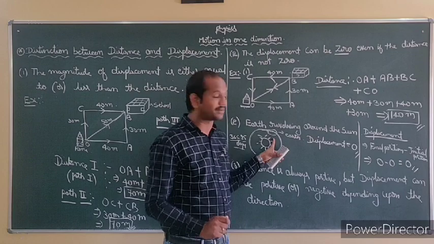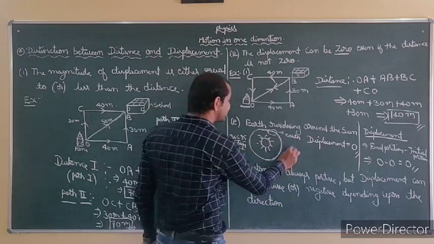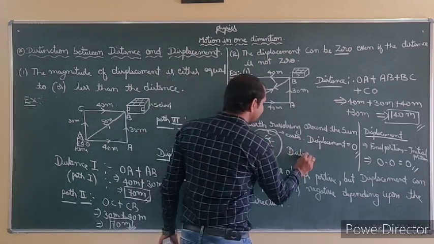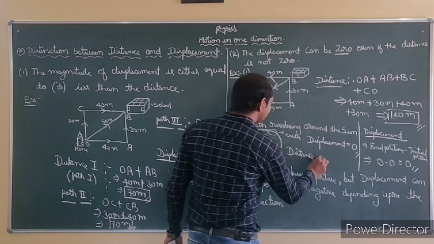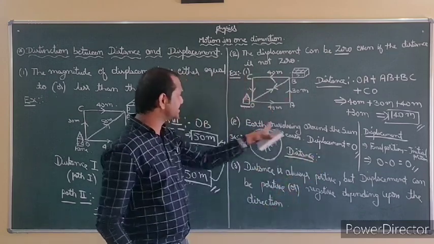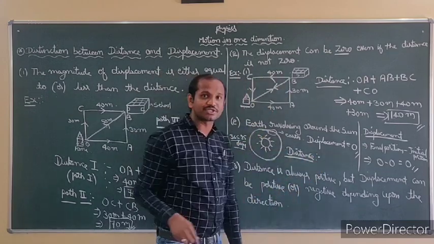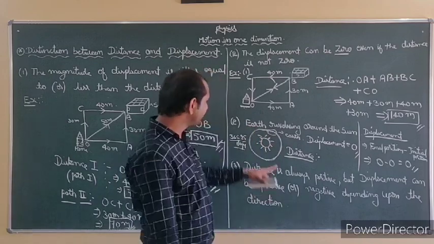Have you understood the concept? But in this case, what is the distance? See, usually you will find the distance easily. But in this circular motion, how to find the distance? You know that very well.